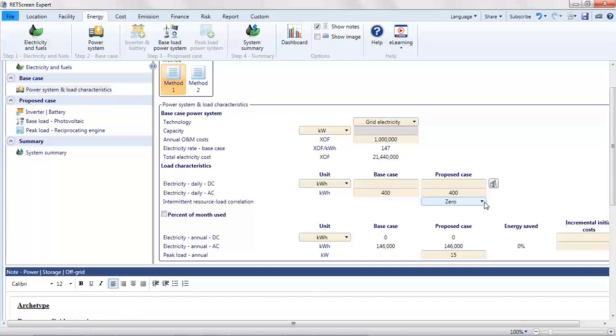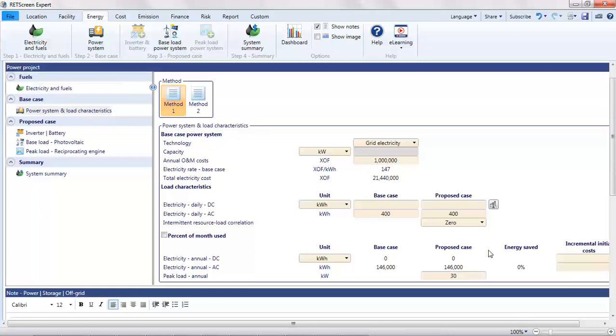The peak load, used by RETScreen to determine the capacity of the proposed case power system, has been assumed to be 15 kilowatts. This is fairly low for a village. There might be short periods when many people want to operate radios, lights, and even TVs simultaneously. The analyst would need to investigate whether this should be adjusted. Here, I'll assume a peak of 30 kilowatts.